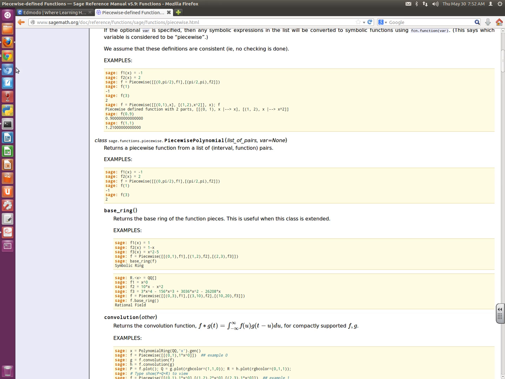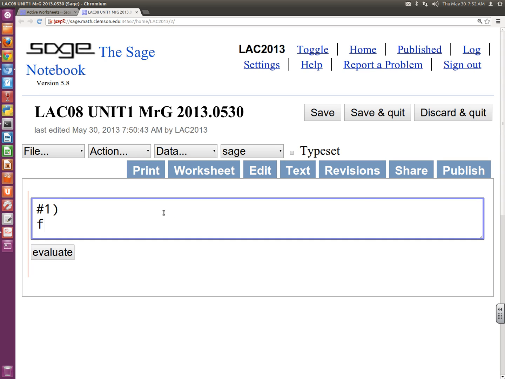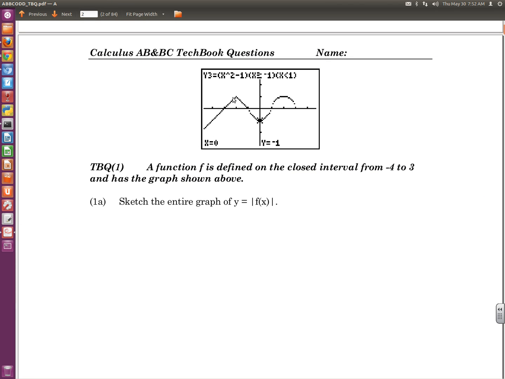Okay, so I think we can do this. Let's do it. All right, so let's say f1 of x equals. Now look at the graph. How would you write this graph? This is a line of slope up 1 over 1, right? What's the y-intercept? If it goes up 1 over 1, up 1 over 1, up 1, it's 3, right? So isn't that just x plus 3 then? Okay, so f1 is x plus 3, but I'm only graphing it from -4.